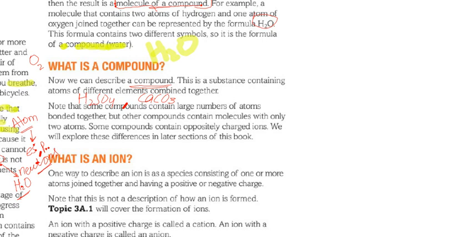Okay, welcome back. So it has started again. What is an ion? You have studied before that an ion is any species which has any charge. It can be an atom or a group of atoms.